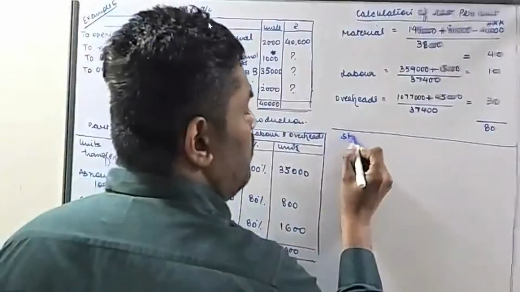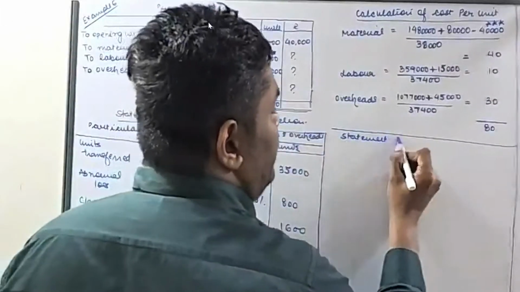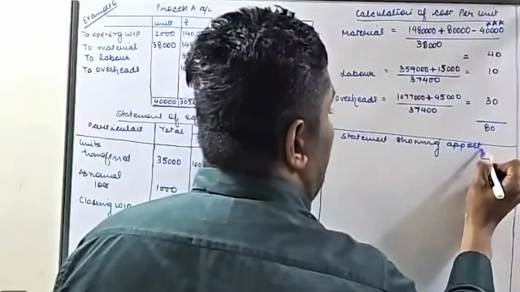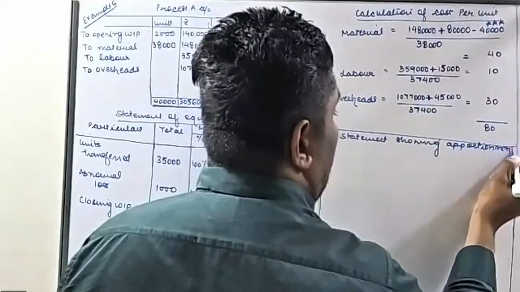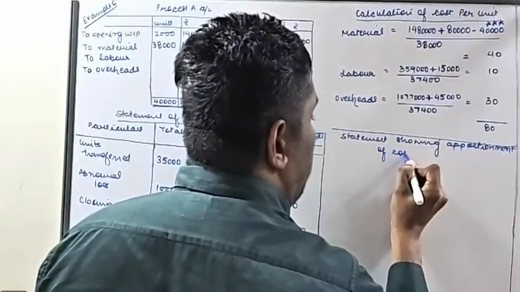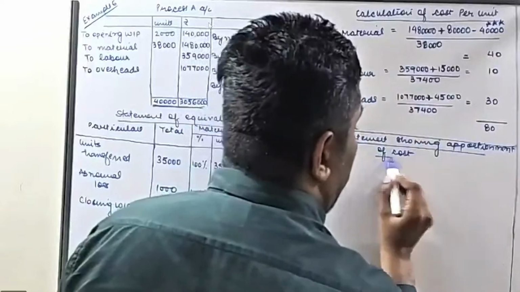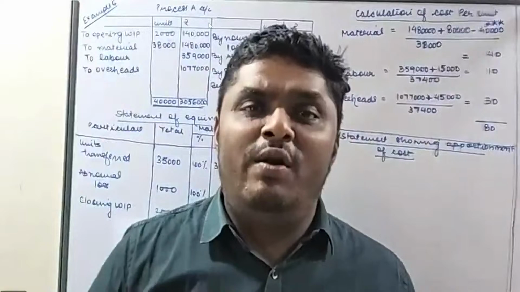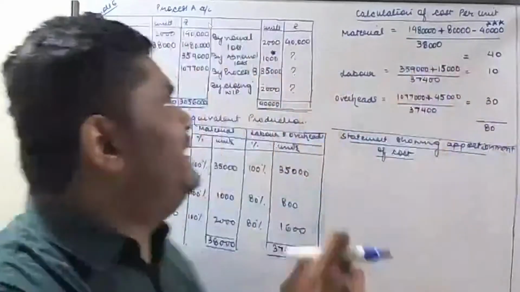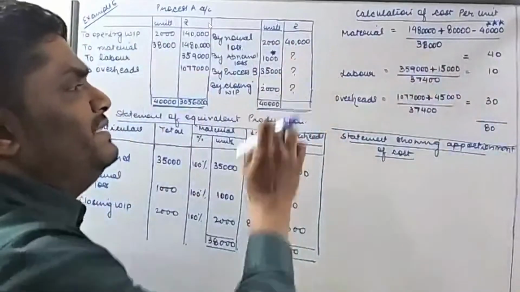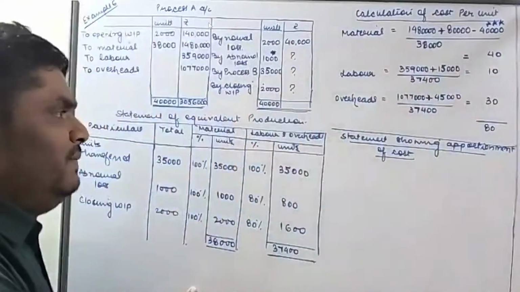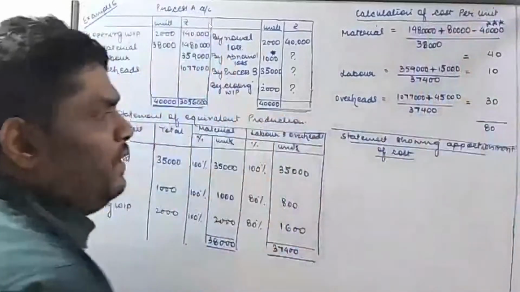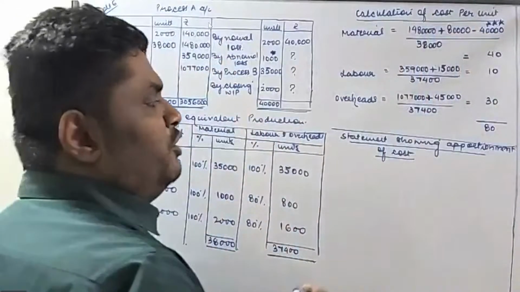So now, statement showing apportionment of cost. So we have got the cost per unit. Now we will distribute the cost. Again, there is no format here. Just keep the thing simple. See, ultimately our motto is what? To calculate these three values. So for this, we have prepared the statement of equivalent production. Thereafter, we have prepared that statement wherein we are calculating cost per unit. And last, the statement showing apportionment of cost.